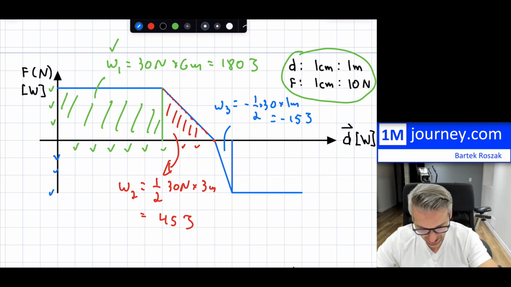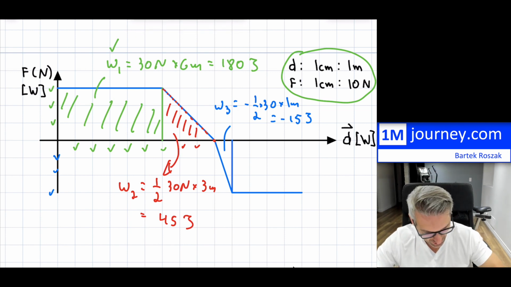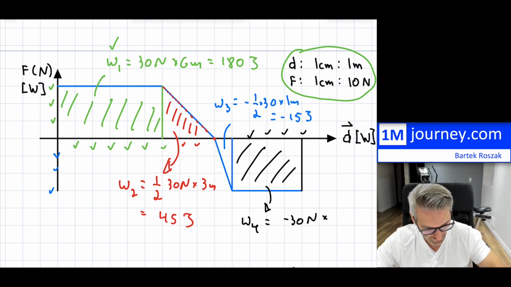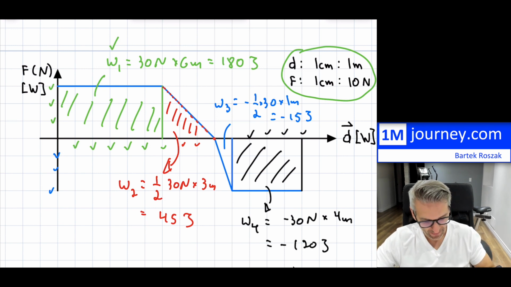And then lastly, you can do your last one right there. So that's going to be this piece. Very easy, this is just a rectangle. So this is work number 4. This is also negative. And this is nothing else but simply negative 30 newtons multiplied by 1, 2, 3, 4, so 4 meters, or just simply negative 120 joules. And there you have it.